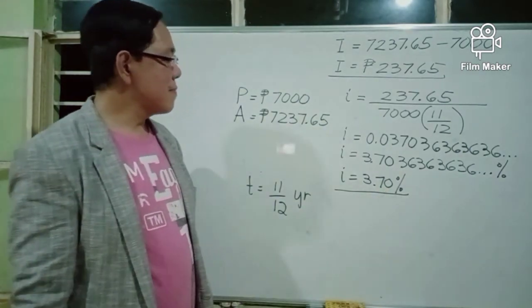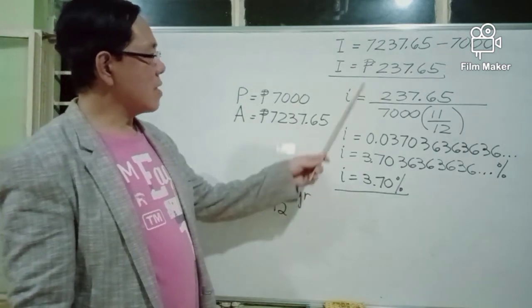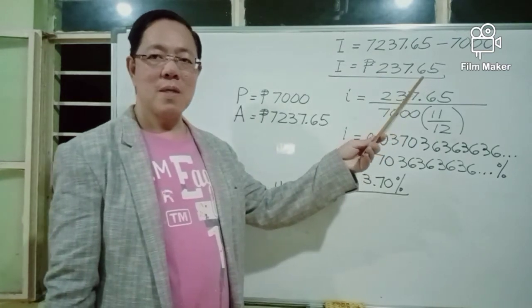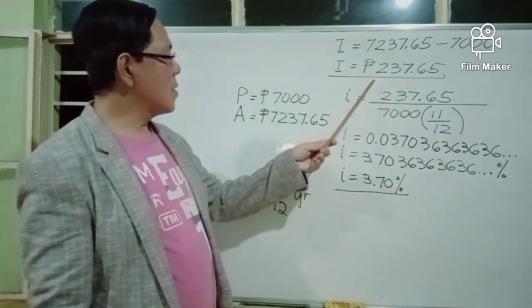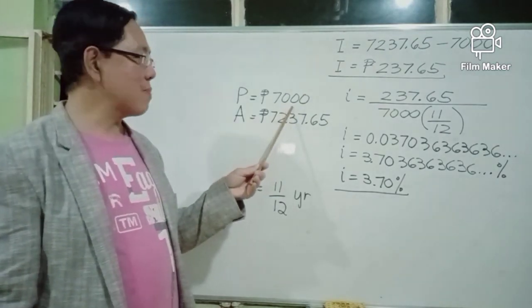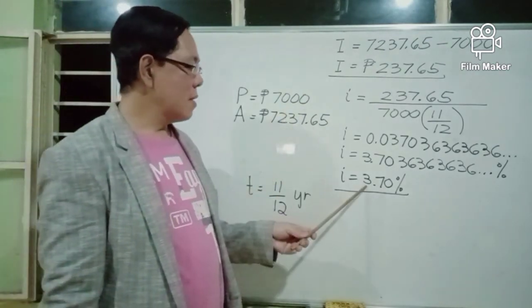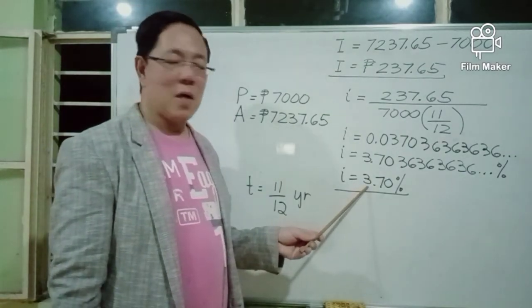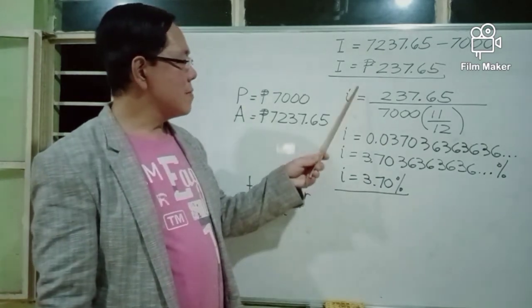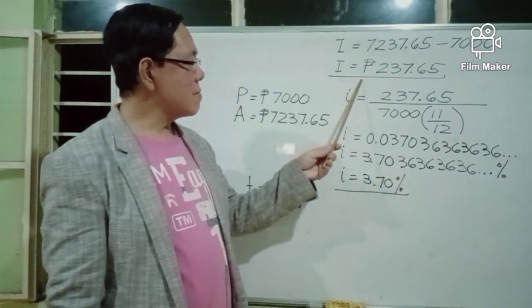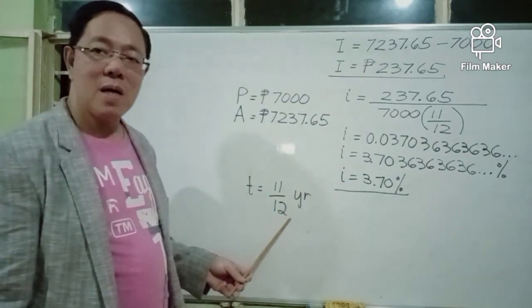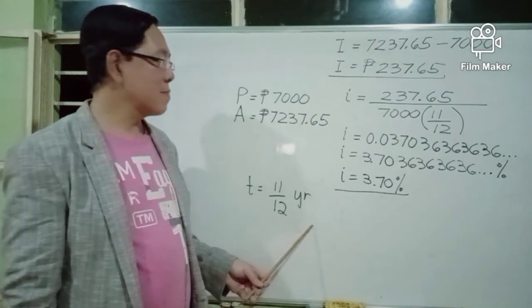Hence, the amount of interest of 237.65 pesos earned by the original amount borrowed of 7,000 pesos was computed at simple interest rate of 3.70%. And this amount of interest was paid at the end of 11 months or 11 over 12 years.